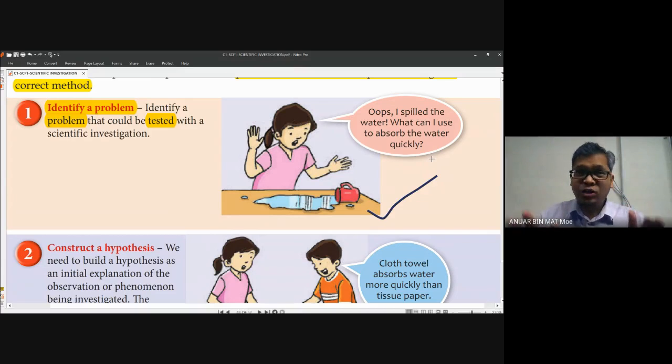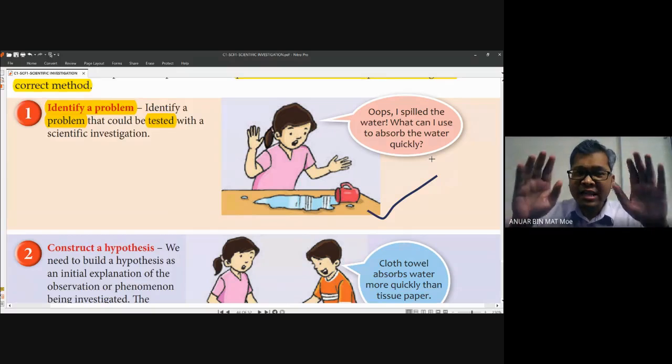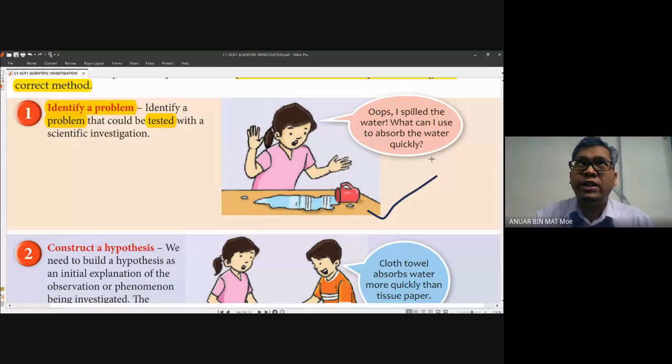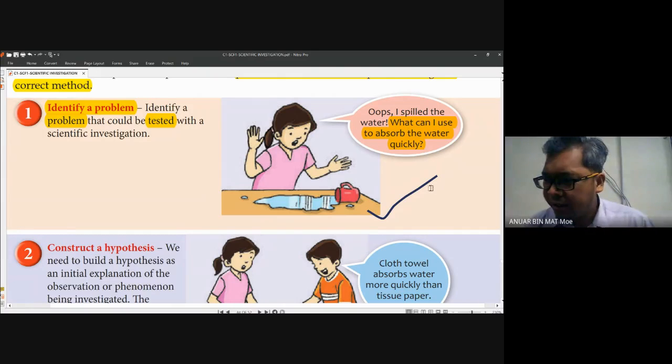You can try to create the problem statement by creating a question sentence. For example, the question sentence here is, what can I use to absorb the water quickly? So this is the problem statement, or the identify a problem. Can you understand? Step number 1, you identify a problem.